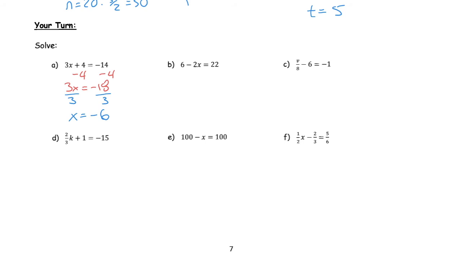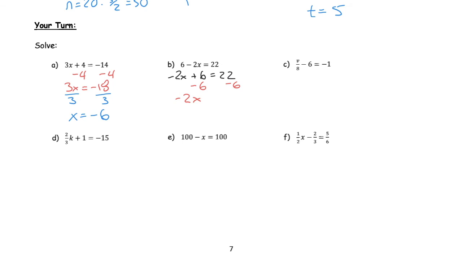This one right here, I don't really like the way it's written. I would much rather have this written in standard form. I'd be much happier if that x was up front. So now I'm going to get rid of the constant by subtracting 6 from both sides. So this will be negative 2x equals negative 8.